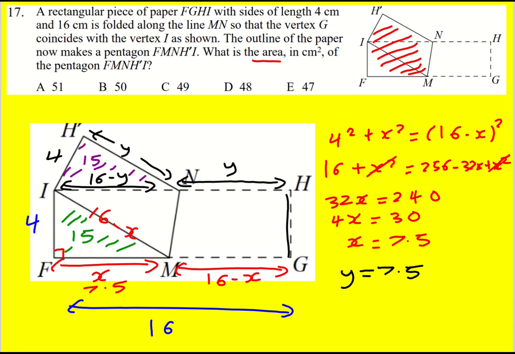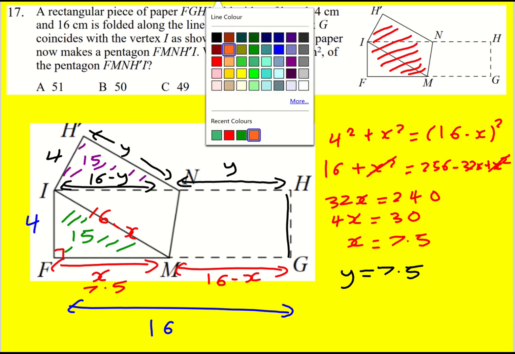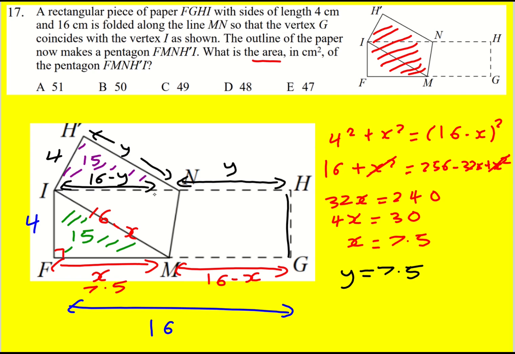And I'm just left to find the area of the non-shaded triangle. I'm going to shade it in orange now. What I can see is that 16 minus 7.5 is going to be 8.5. Then I can use half base times height here because this is 4. So 2 times 8.5 gives 17. And therefore our answer is going to be 15 plus 15, 30, plus 17, giving us 47.